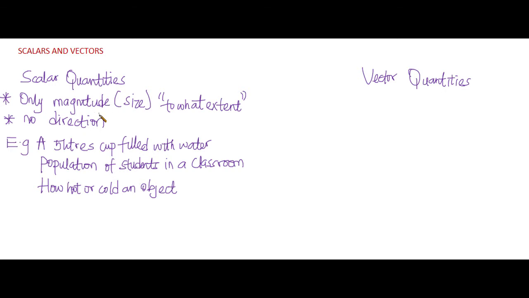If you look at this now, with the 5 liter cup filled with water, all we're concerned about is the size, or to what extent the cup is filled. Also, the population of students in a classroom: you can see that we're only concerned about the size, the number of students. We don't have any relationship with direction, because all we need to know is the number of boys or the number of girls. And how hot or cold an object is is how we perceive the object with our sense organs, maybe we feel it with our skin or with our tongue.